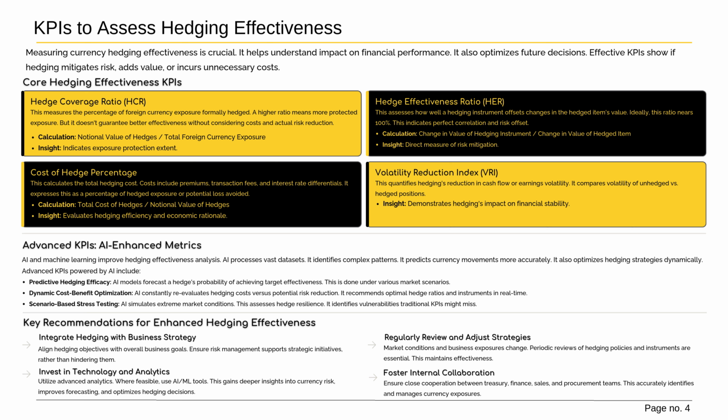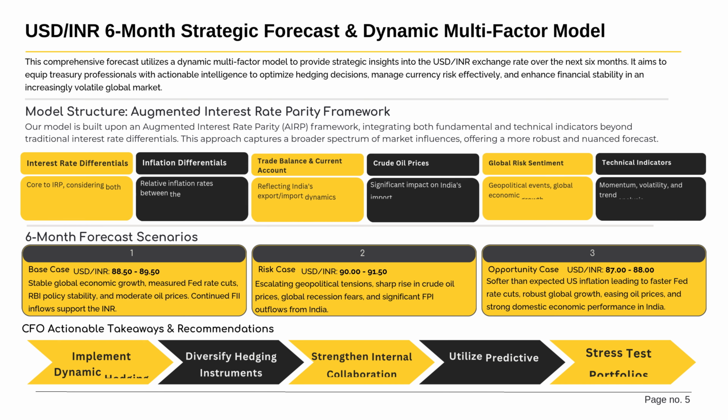Also, the instruments and strategies to manage the currency risk are forward contracts, options, currency swaps, and so on, and a matrix of KPIs to assess hedging effectiveness with different ratios, including the hedge coverage ratio. We have also recommended some enhanced hedging effectiveness. Now over to you, Satyam.